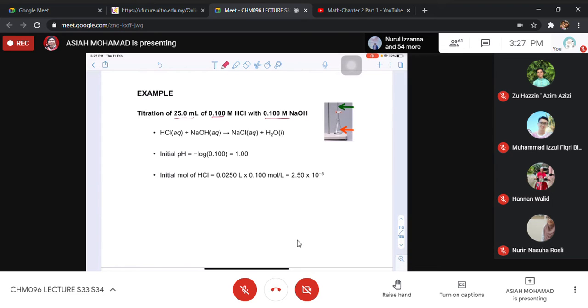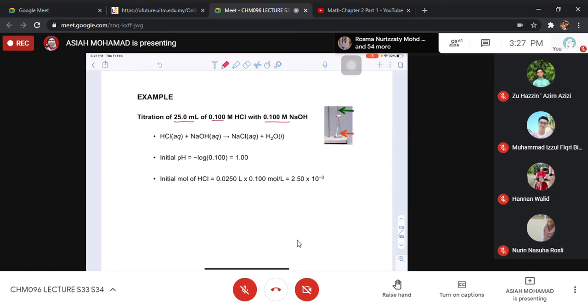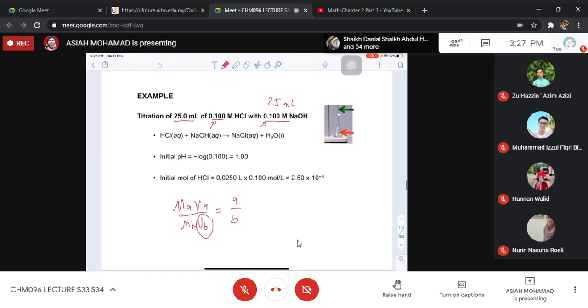In order to achieve equivalent point, if you use MAVA over MBVB, which equals A over B, you will get the volume used for base is 25 milliliter. Because the concentration is the same as the acid, we do expect the same volume, because the reaction is 1 to 1.